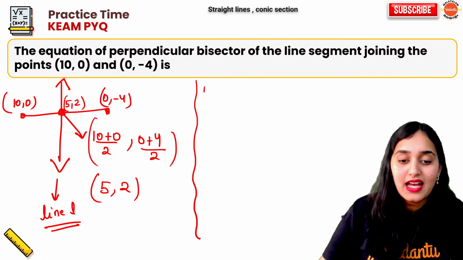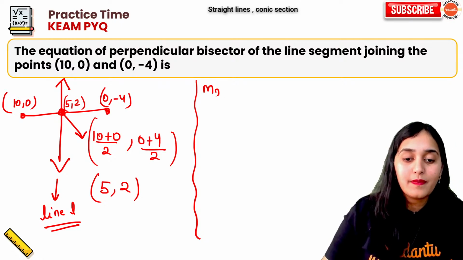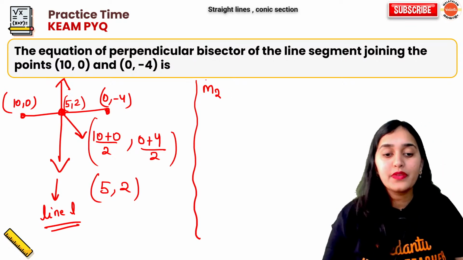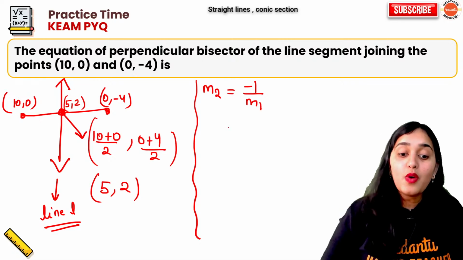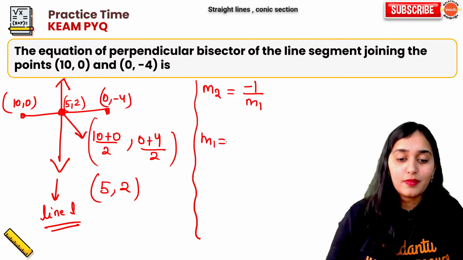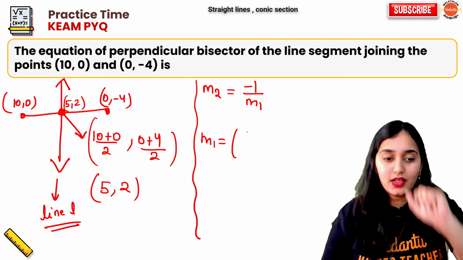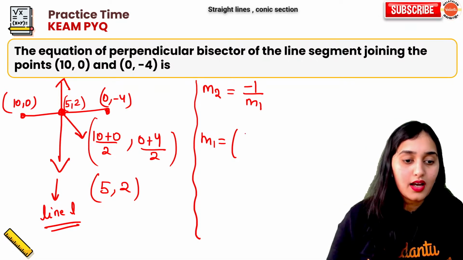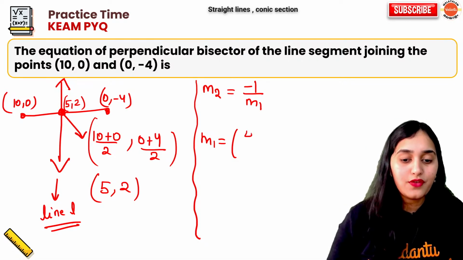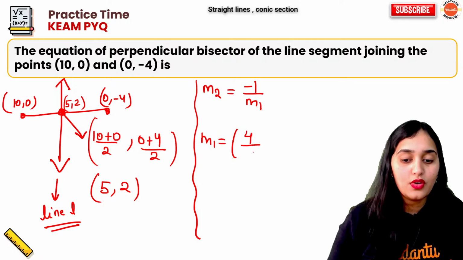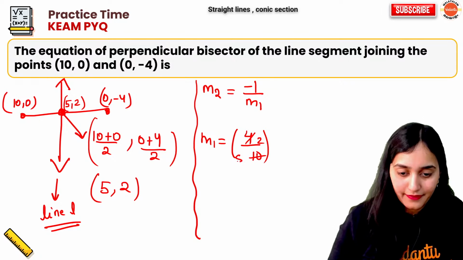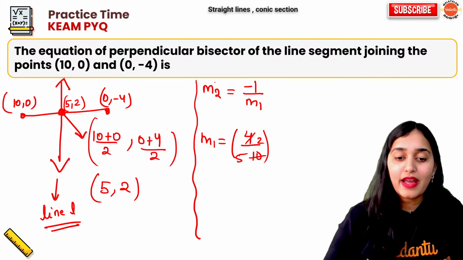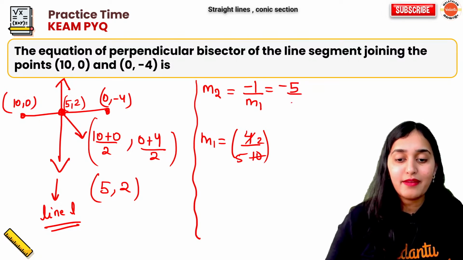So, the slope of the line, suppose I am naming it M2, is minus 1 upon M1. Now, what is M1? M1 will be, just subtract the coordinates. So, you will get M1 as 0 minus 4 over 10, so 4 by 10 is 2 by 5. So, M1 is 2 by 5. So, M2 will be minus 5 by 2.